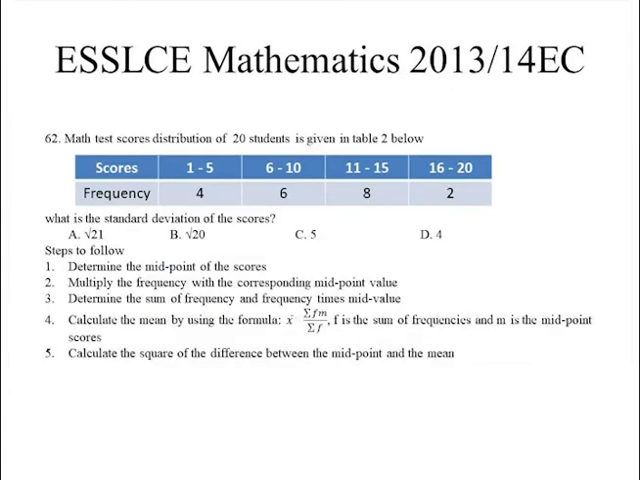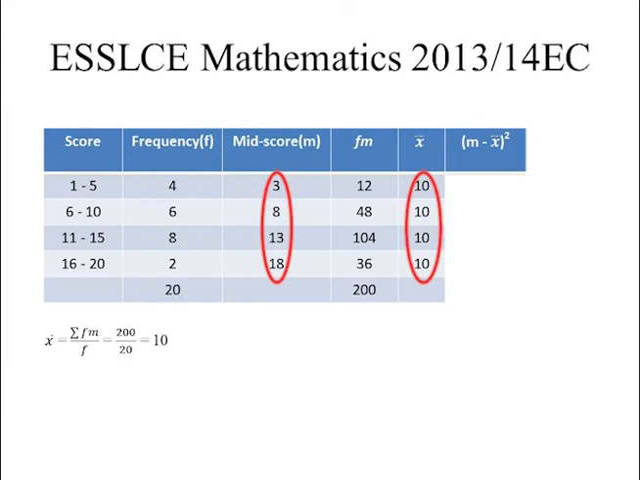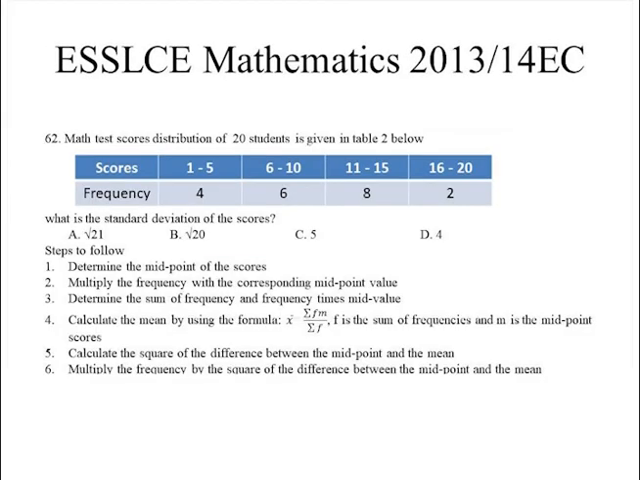Step 5. Calculate the square of the difference between the midpoint and the mean. Meaning, calculate the difference between the third column and the fifth column. That means for the first row, 3 minus 10 is equal to negative 7. Negative 7 squared is 49. 8 minus 10 is equal to negative 2. Negative 2 squared is 4. 13 minus 10 is 3. 3 squared is 9. 18 minus 10 is 8. 8 squared is 64.